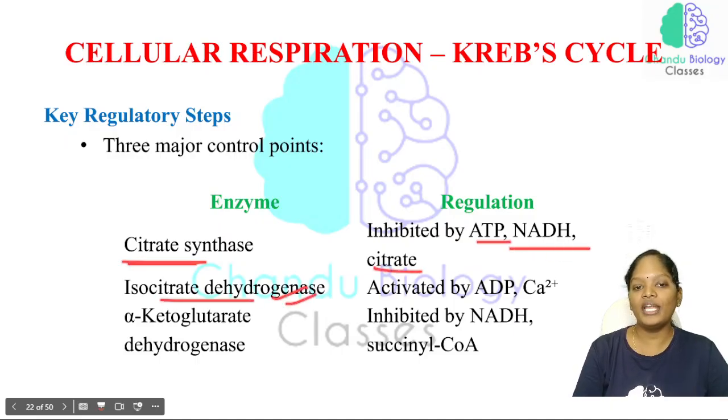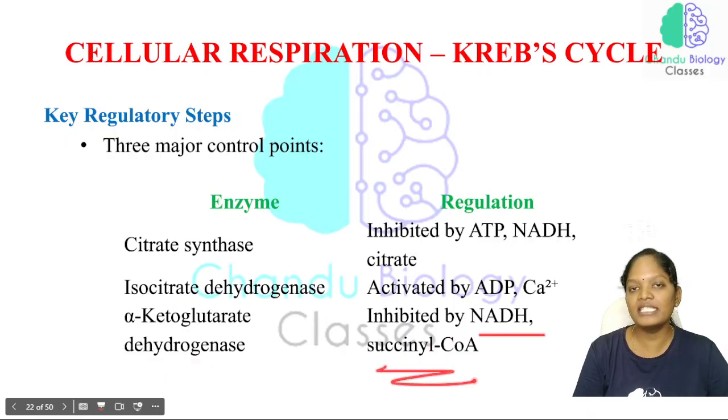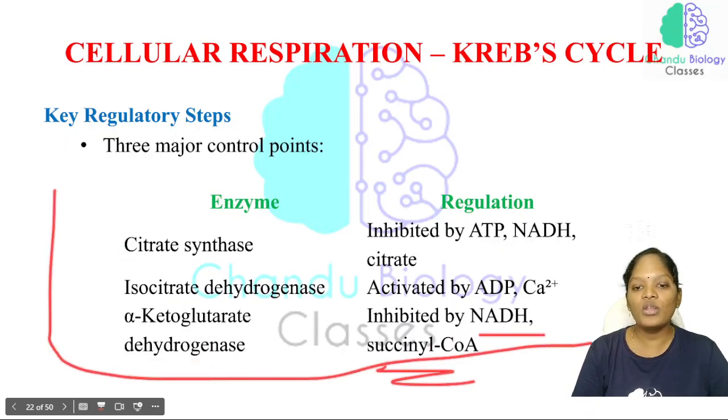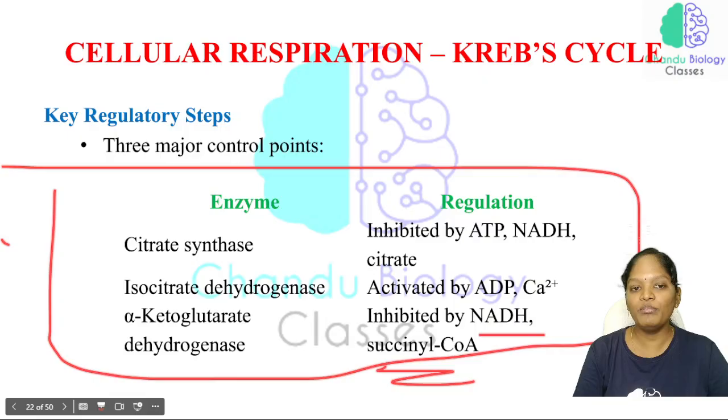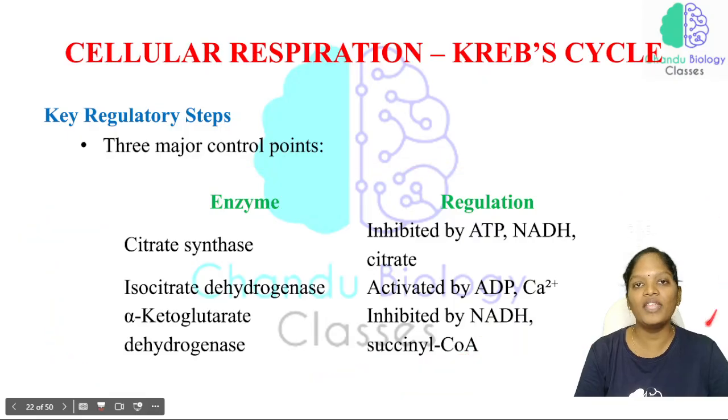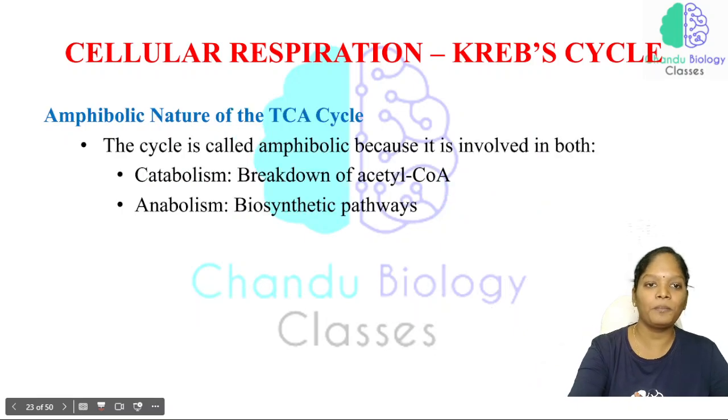Isocitrate dehydrogenase is activated by ADP and calcium, and alpha ketoglutarate dehydrogenase is inhibited by NADH and succinyl CoA. So these are the three most important control points, control enzymes and their regulation. So just remember all these things. No other way, you have to memorize this.